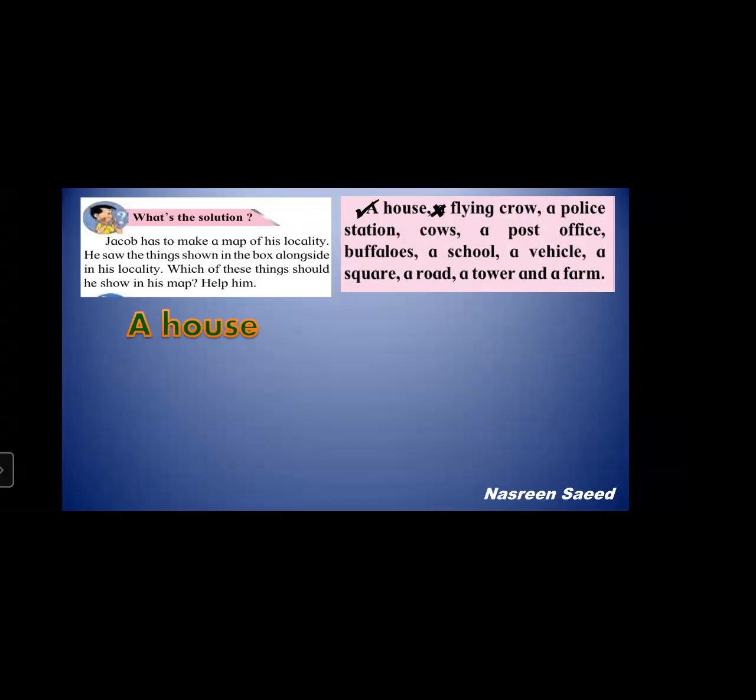Then a flying crow. Is it possible to show a flying crow? No, because moving objects we do not put on a map. So we are not going to put a flying crow on the map. A police station. Yes, we are going to add a police station in the map. Cows. Cows keep on moving from one place to another. So we cannot show on the map. Post office. Yes, it is a building we have to show on a map.